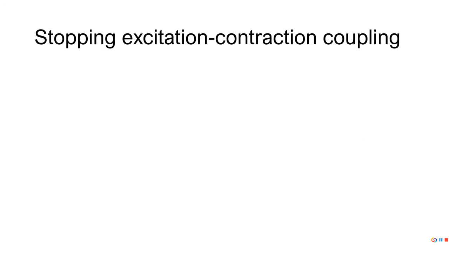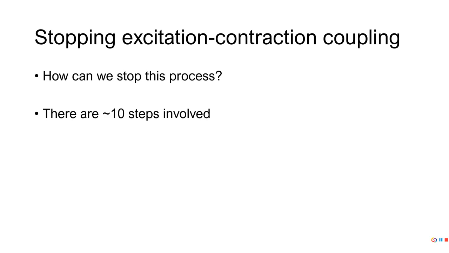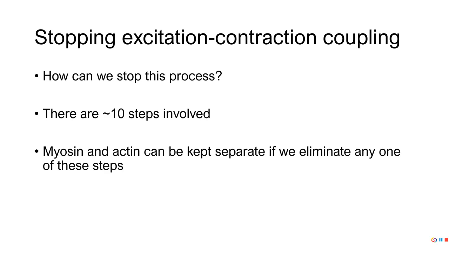All right, so at times we want this to stop, right? So how can we stop this process? Well, an easy way to think about this is that there are 10 steps, like I just listed 10 different things. All right, and so if we eliminate or stop or prevent or reduce or anything like that, we can keep actin and myosin separate, or at the very minimum, we can limit how much actin and myosin bind, or we can limit the number of cross bridges.